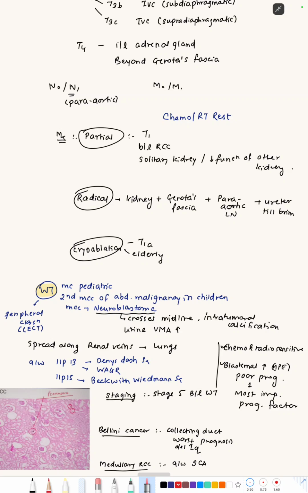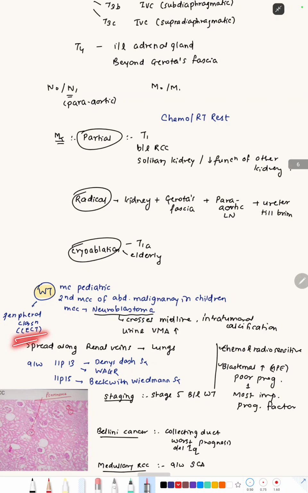Neuroblastoma is associated with intratumoral calcification, while in Wilms tumor there is peripheral calcification, seen on CECT. In neuroblastoma, urine VMA levels are increased. In Wilms tumor, they are normal. Wilms tumor also spreads along the renal veins and goes to the lungs, similar to RCC. Then it is associated with chromosome 11p.